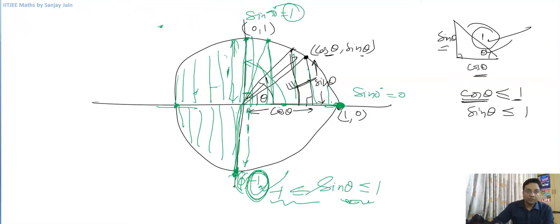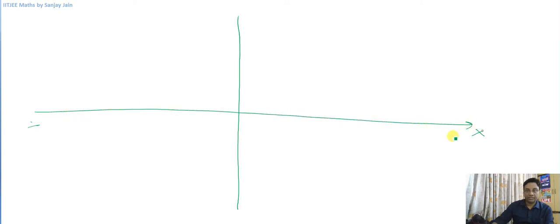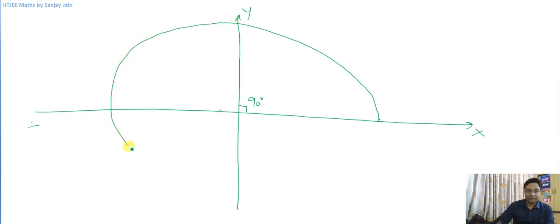So now we will talk about cos theta a little bit. Let us take another unit circle. So we will make a lot of unit circles in this chapter. Okay, so this is our x-axis, this is our y-axis, and here this angle is 90 degrees, right? And this is the unit circle that I'm going to take here. Okay, so let me take this radius here. So the radius of this circle is 1 unit, so this length is also 1 unit.